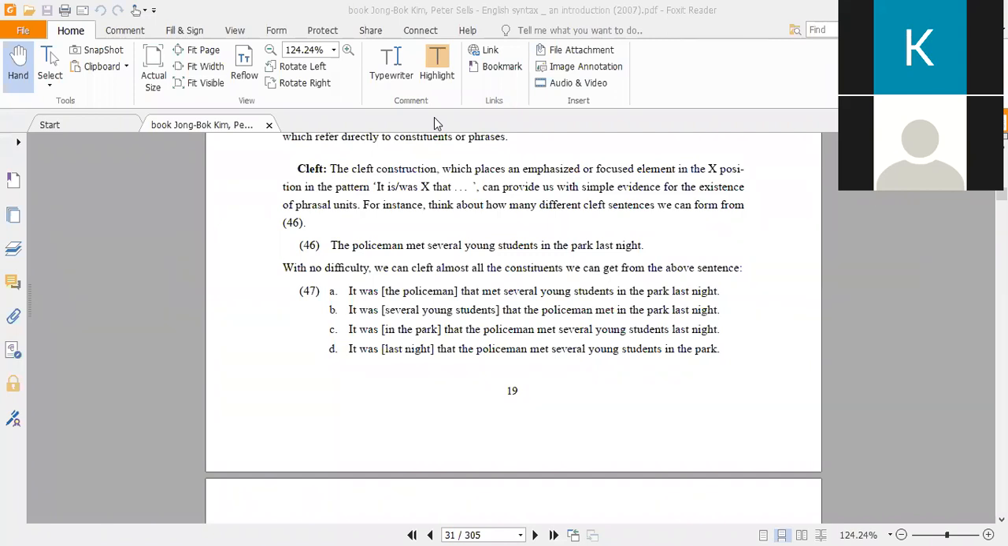So from one sentence, we have made 4 new sentences. And all of them are called cleft sentences. And these cleft sentences are made with the help of constituents. And these constituents help to build a sentence.